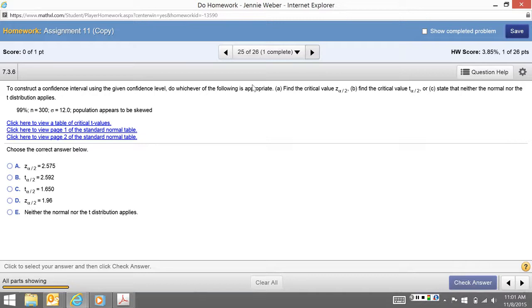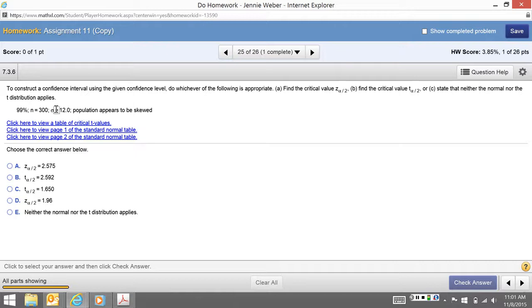Okay, so we've got another one here. We want to know Z, T, or neither. We have a 99% confidence interval now. Our sample is 300, so nice and large, well over 30, which means the skew doesn't matter anymore. We can do this even though it's skewed. And we know the population standard deviation because we've got a Greek letter here. This means this is a Z.